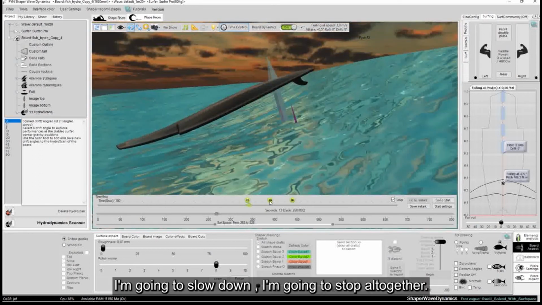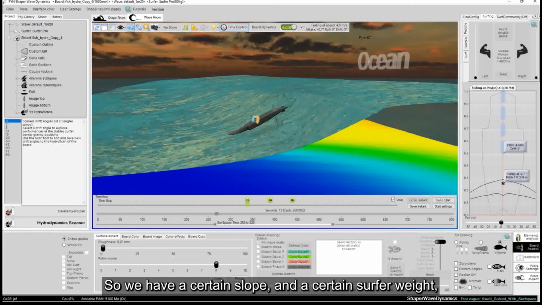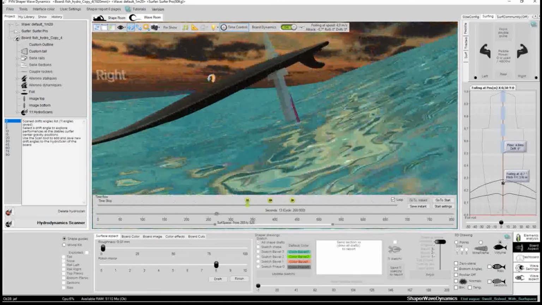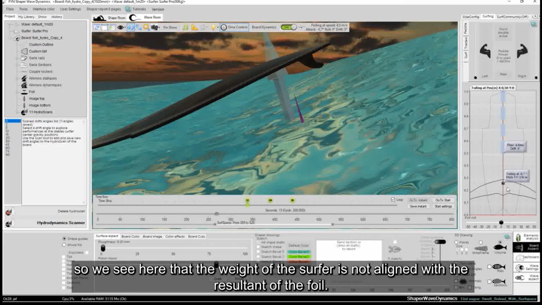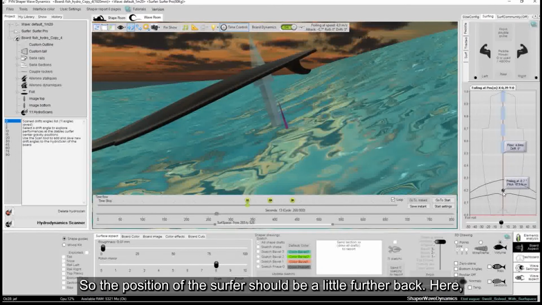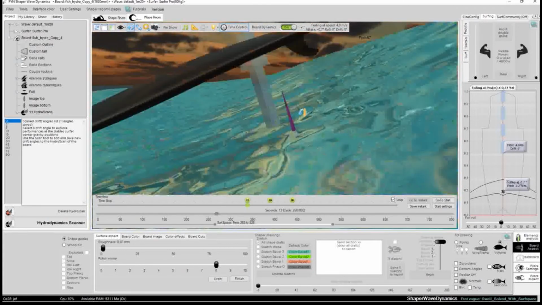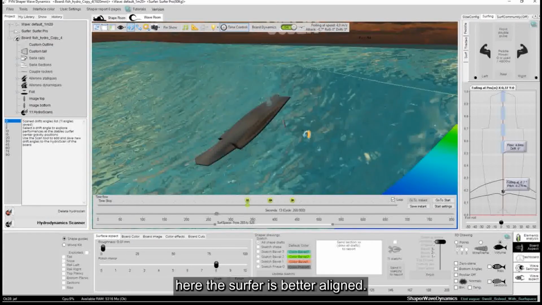I'm going to slow down, I'm going to stop altogether. So we have a certain slope, and a certain surfer weight. So we see here that the weight of the surfer is not aligned with the resultant of the foil. This generates a pitch moment of 111 newton meters. So the position of the surfer should be a little further back here, for this foil. Here the surfer is better aligned.